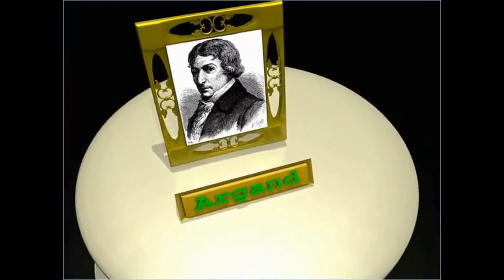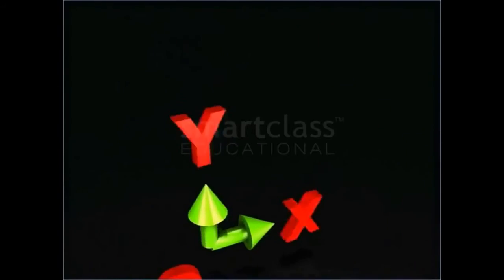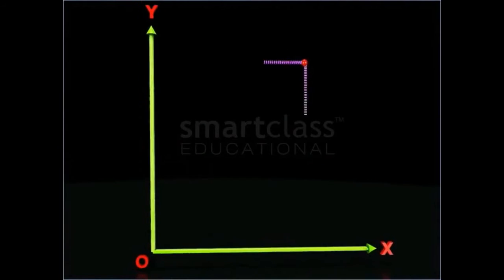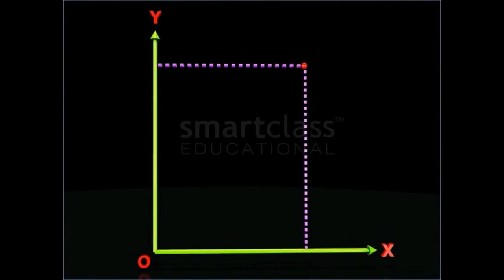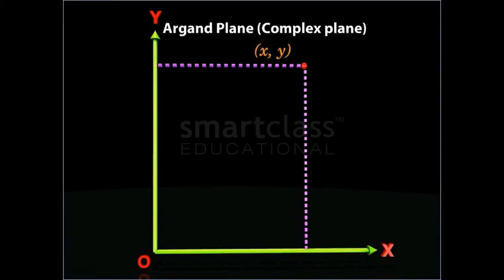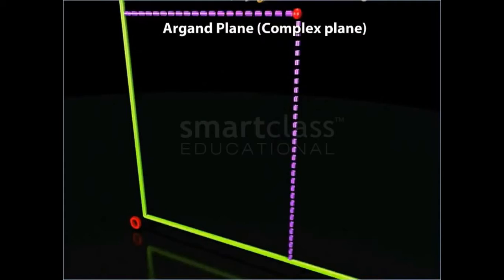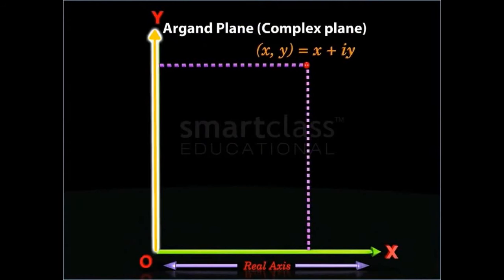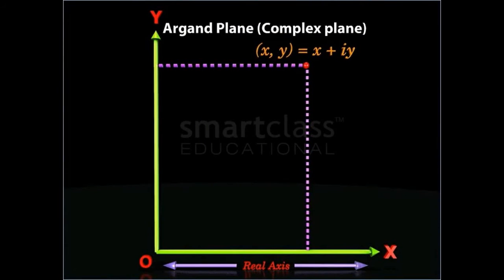Mathematician Argand represented a complex number as a point in a two-dimensional Cartesian coordinate system known as Argand plane or a complex plane. A point whose coordinates are x, y represents a complex number x plus iota y in the Argand plane. The x-axis represents the real part of the complex number, so it is called the real axis. On the contrary, y-axis represents the imaginary part of the complex number, so it is called the imaginary axis.